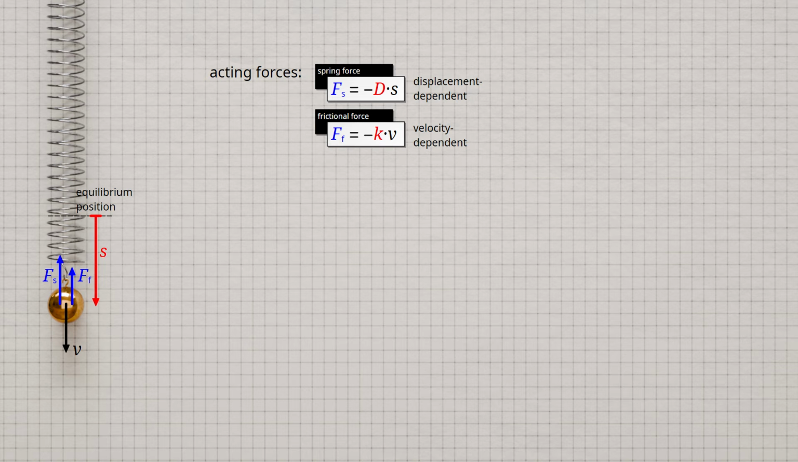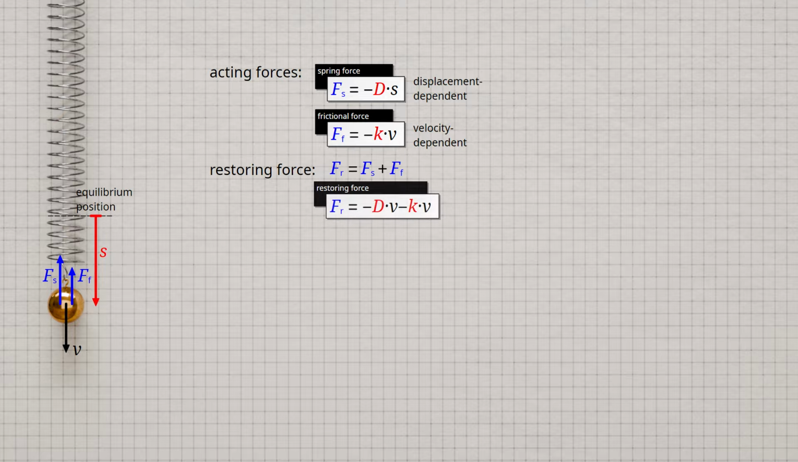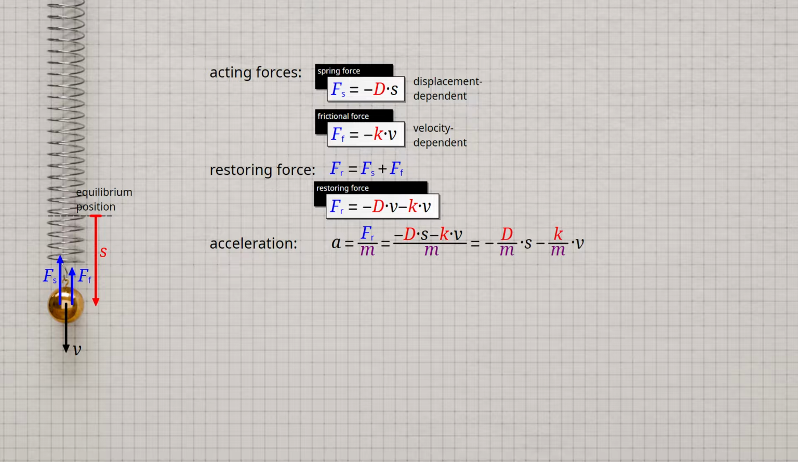Since the frictional force is always opposite to the velocity, this is also represented in the formula by a negative sign. The total restoring force acting on the body is the sum of the spring force and the velocity-dependent frictional force. This yields the corresponding formula for the restoring force. According to Newton's fundamental equation, this resulting force causes an acceleration a of the mass m. This leads to the given equation.